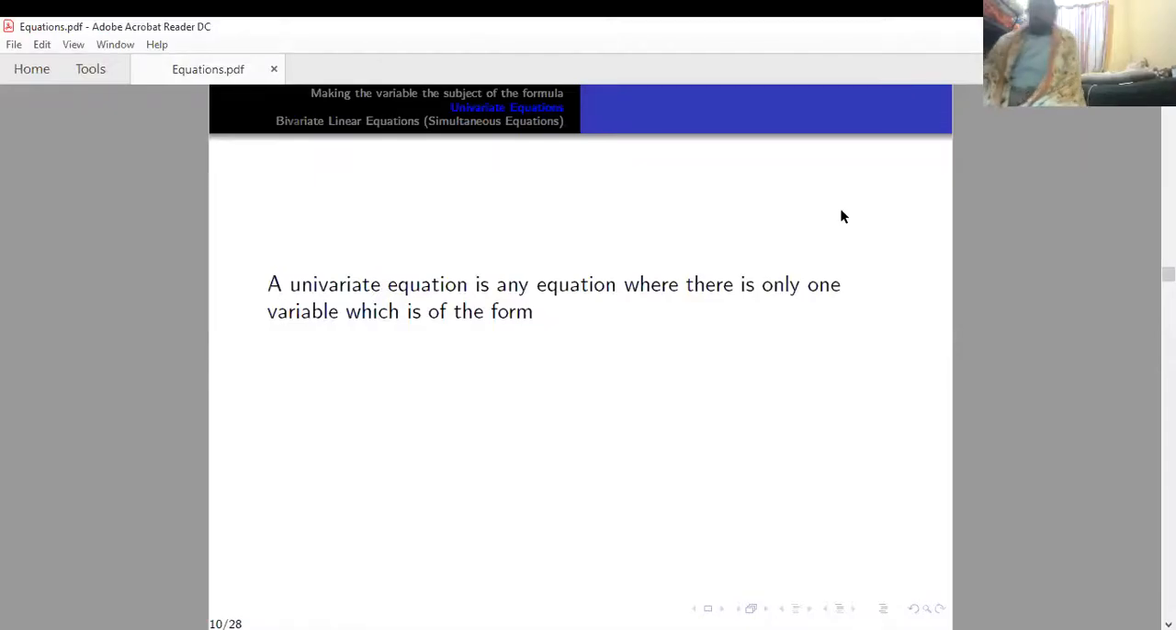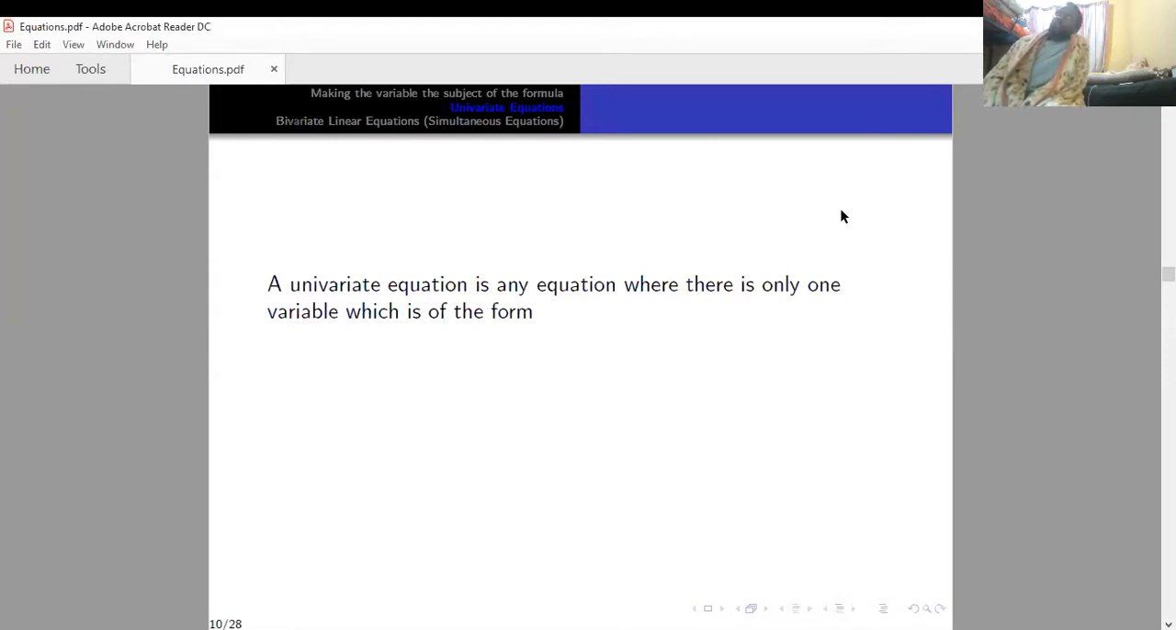Welcome again. And now we'll be doing univariate equations. Uni meaning one, variate means variable. We'll be doing one variable linear equations.